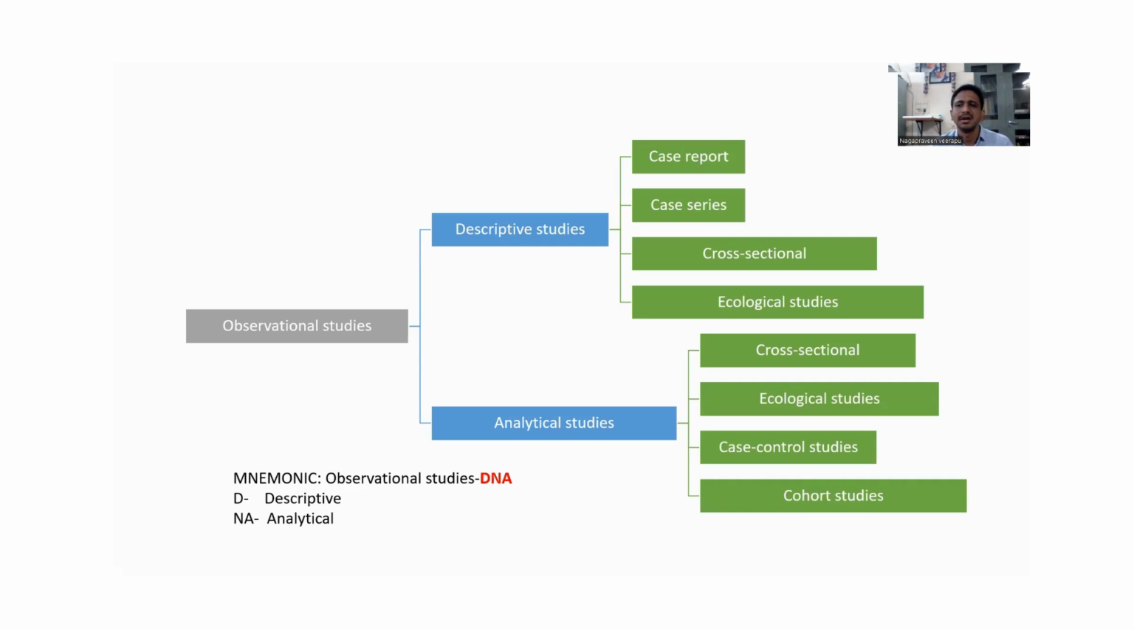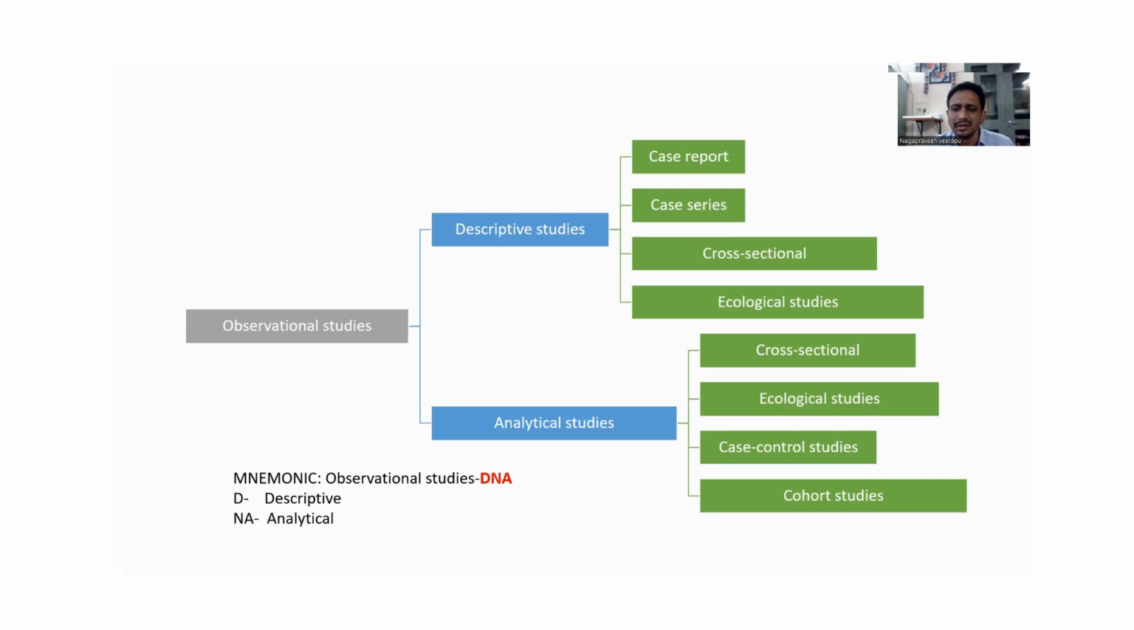Cross-sectional studies are also called prevalence studies. It is like taking a photograph at the same time. You are seeing both the exposure and the disease outcome at the same time. If you repeatedly see the exposure and the disease outcome, then it is called a longitudinal study.